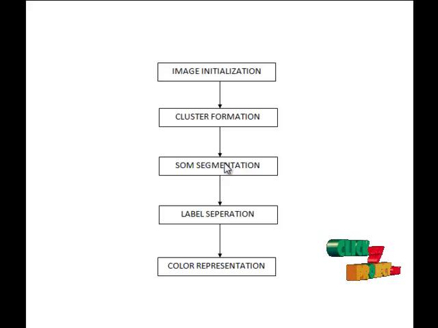Then the labeled images are separated, and each label is separated into variables and stored in a separate matrix. Then for each and every label, we use a color representation to give a colorful segmented output.